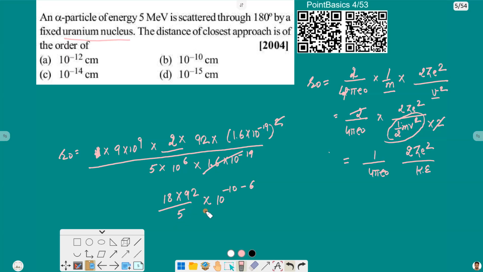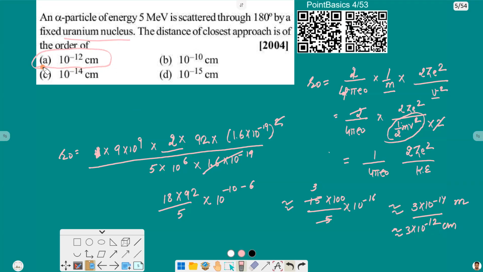Now I can approximate. Let us write 18 as 15 and 92 as 100. I'm approximating 15 into 100 divided by 5 into 10 raised to power minus 16. So this will be 300 into 10 raised to power minus 16, so this will be 3 into 10 raised to power minus 14, and this will be in meters. Now if I want it in centimeters, that will be 3 into 10 raised to power minus 12 centimeter. So what we have is closest to option A for me. So option A is the right answer.